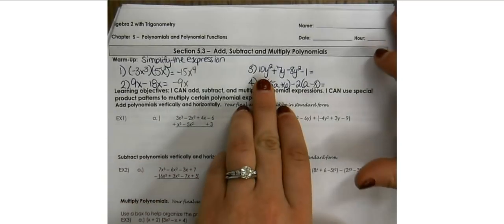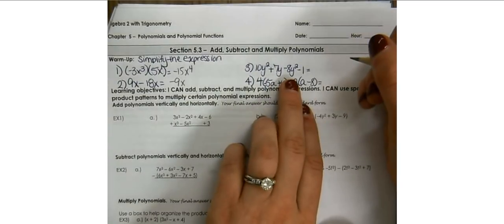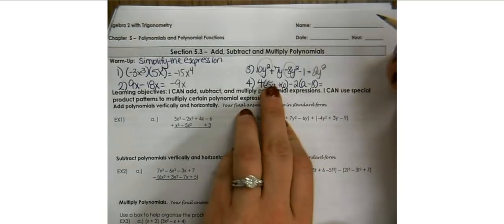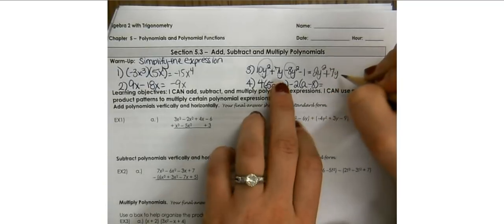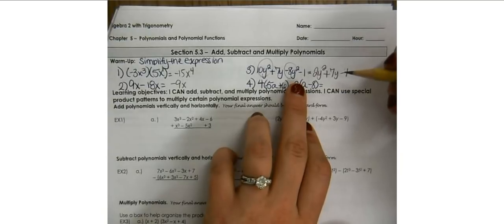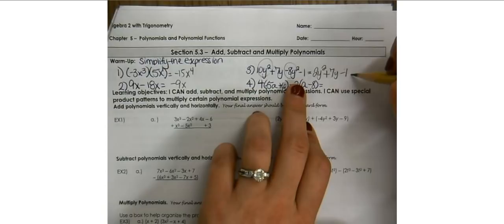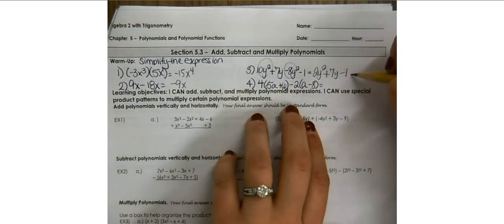For number 3, we have 10y squared plus 7y minus 8y squared minus 1. So I'm going to combine all of my y squareds together, and I end up with 2y squared. And then 7y doesn't have a like term, so that's going to be plus 7y, and then minus 1. The way that it is written is considered standard form, and that's because our exponents are written in descending order. And from here on out, all of your answers need to be written in standard form.